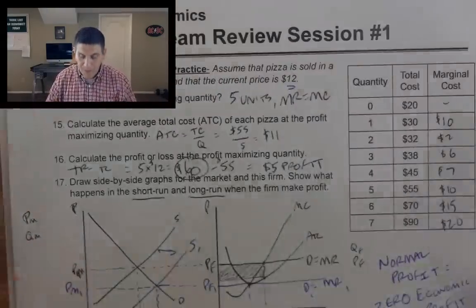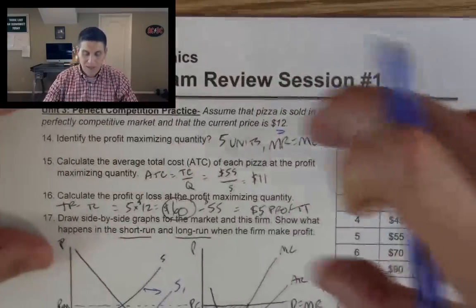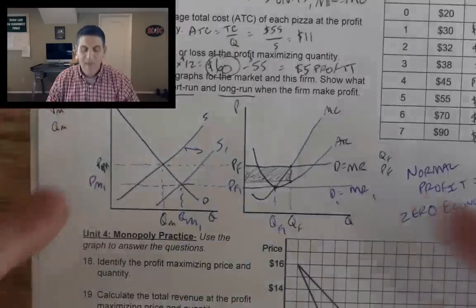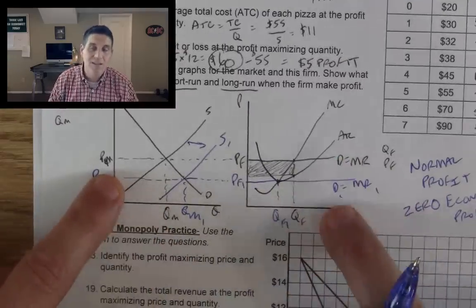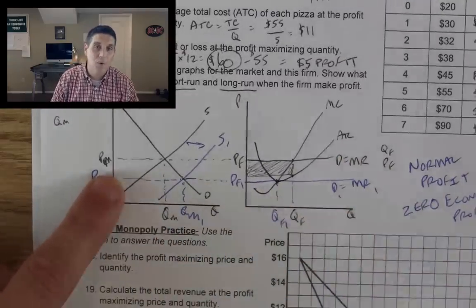Keep in mind what we did. We did chart practice, which is can you use the profit maximizing rule? And then we did graph practice. Can you draw side-by-side graphs and show what happens in the short run and in the long run?